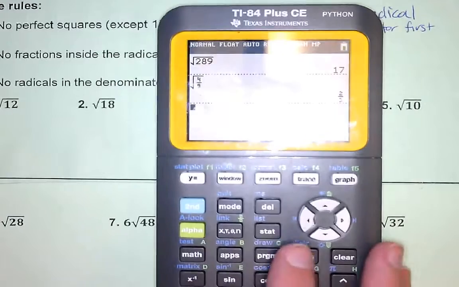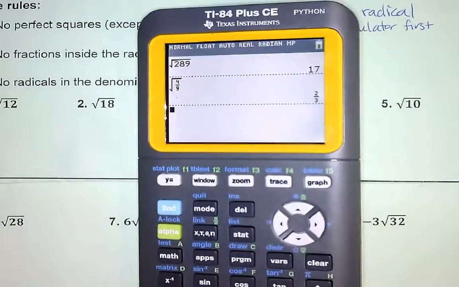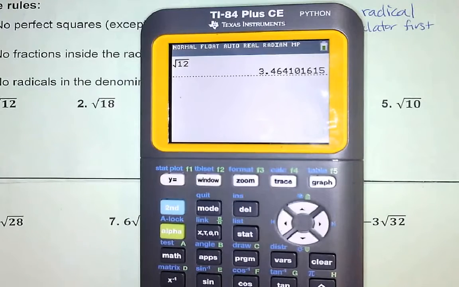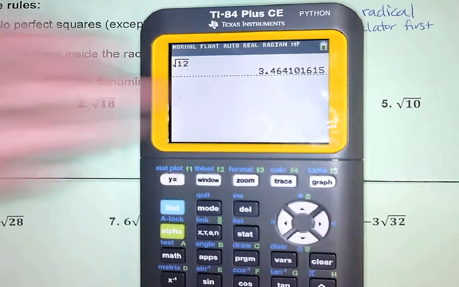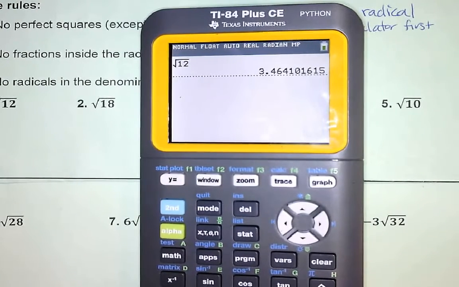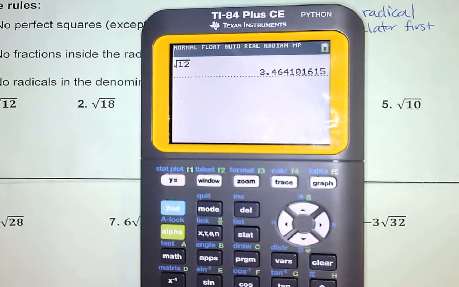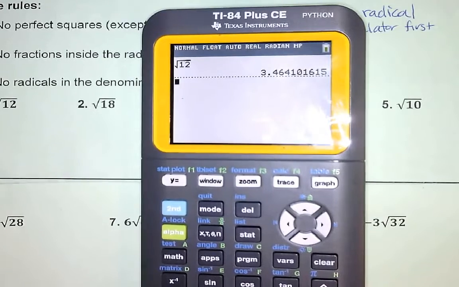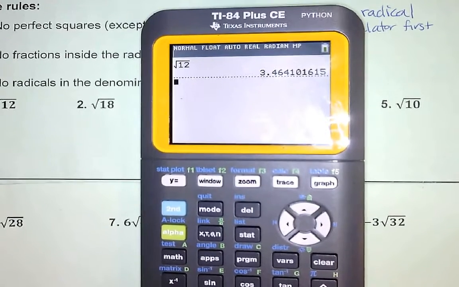And then even when it doesn't work, it will still be beneficial. So for example, I'm going to do number 1 right here, the square root of 12. Did that spit out a nice, pretty number? No, 3.4641615... That is an irrational number. That is not a pretty number. So that tells you that we are going to try to simplify this guy.